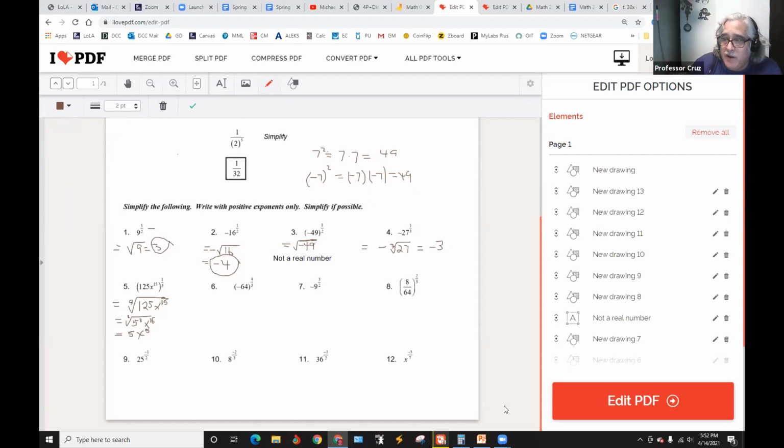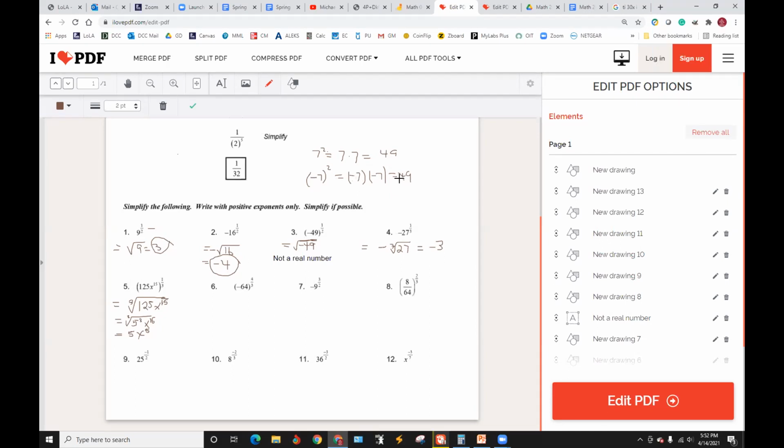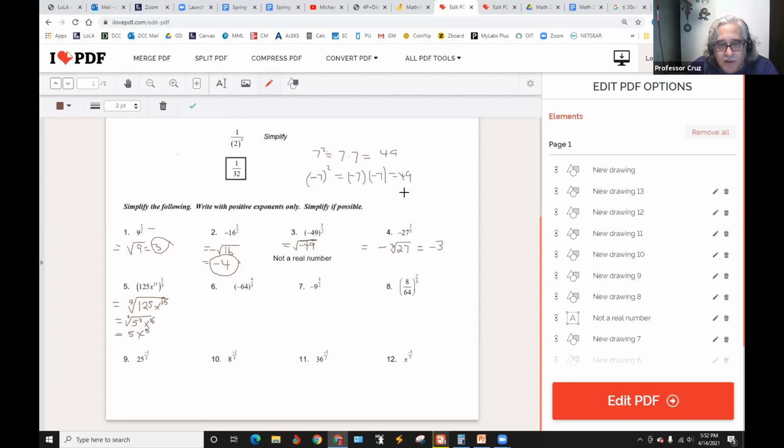Okay, look up here at the top. Negative 7 squared is what? Negative 7 times negative 7 is 49. Any real number that's squared is going to always be positive. Because there are 2 negatives here, negative times negative is a positive 49. So find me the real number that you can multiply times itself and get negative 49.